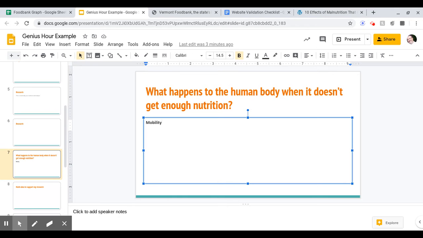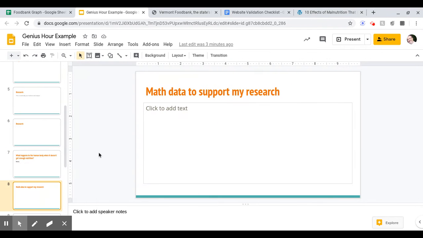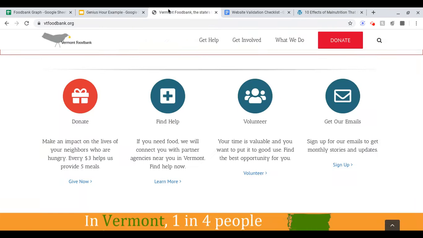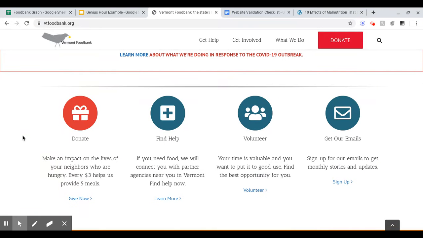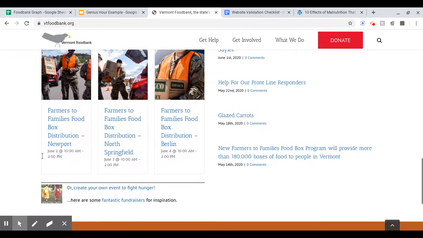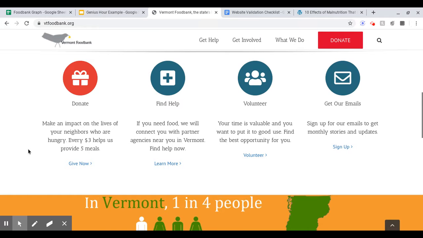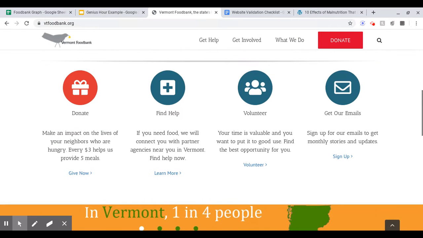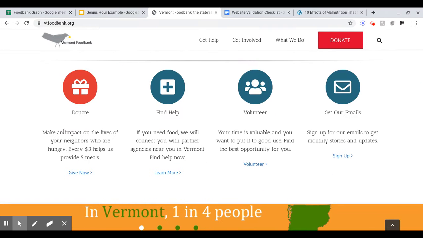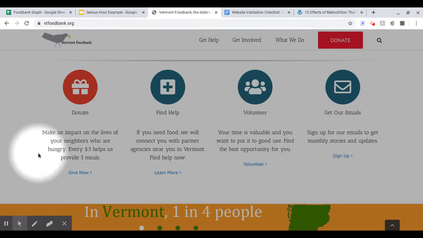So let's move on to the math part, which is down here for me on slide 8. One of the things I did is I went to the Vermont Food Bank. I know that this is a trusted site. You'll notice it ends in .org again. It's got all sorts of information and credentialing down at the bottom. There's a physical address, there's a phone number, there's an email. So I know that this is pretty good. It's a website I've used, so I've certainly trusted it. And I'm going to use this information here in the donate section.